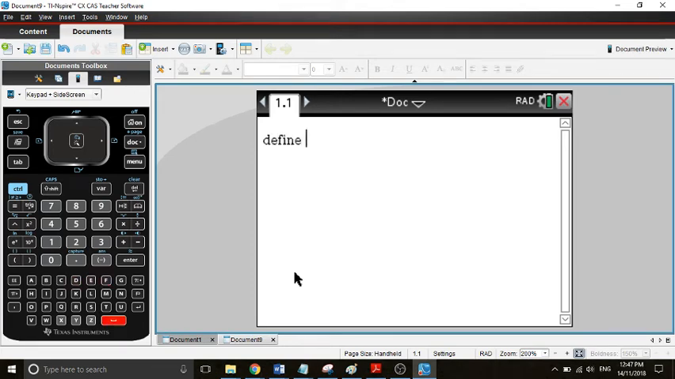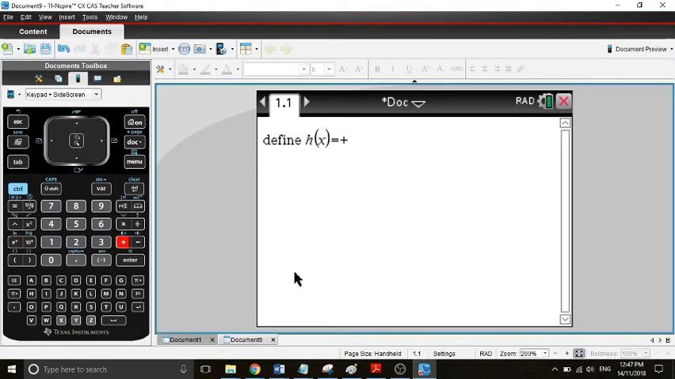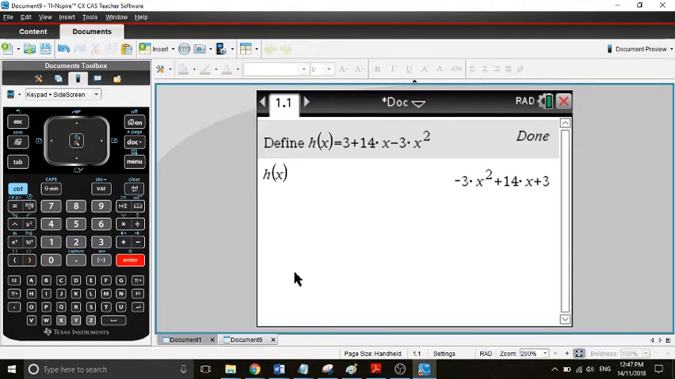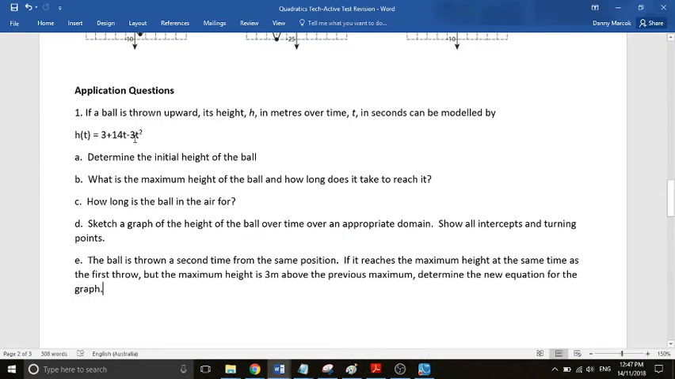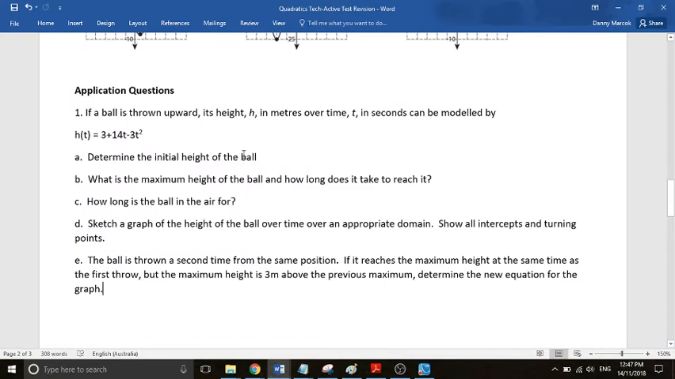So define h of x equals 3 plus 14x minus 3x squared. Let's just check that. So h of x, negative 3x squared plus 14x plus 3. Good, it's all there.